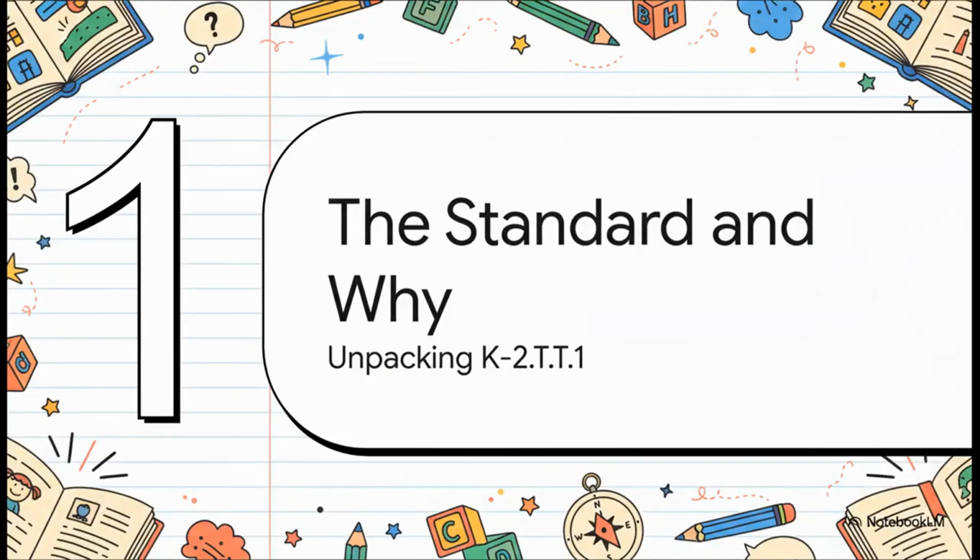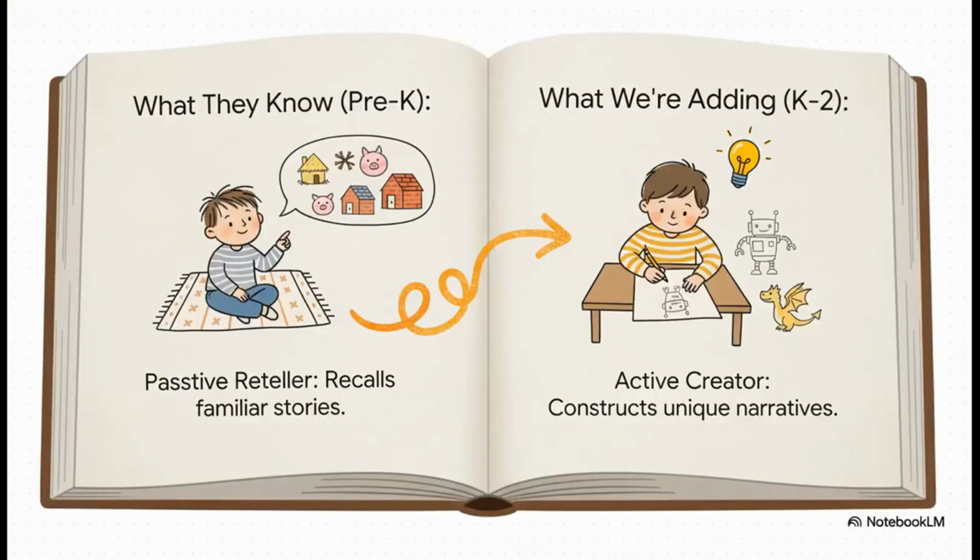Okay, first things first. Before we can teach anything, we have to know exactly what the standard is asking our kids to do. Getting a super clear picture of the goal is really the foundation for everything else we're about to do. So think about it. Our youngest learners, they come to us already knowing how to retell stories they've heard a million times. That's fantastic. But this standard, this is the next giant leap. We're asking them to shift from just repeating a story to becoming the actual creators. We're empowering them to use those key ingredients, characters, setting, and events, to build their very own narratives from scratch.